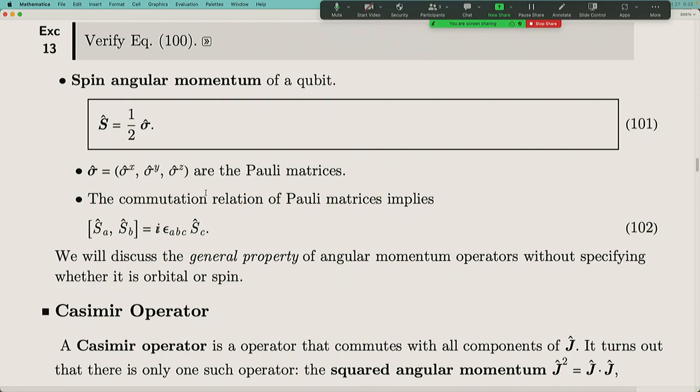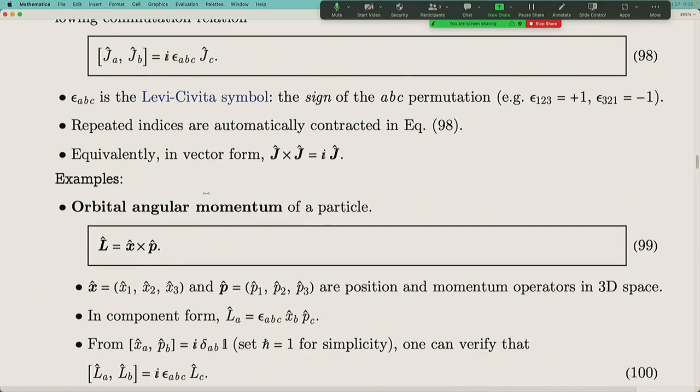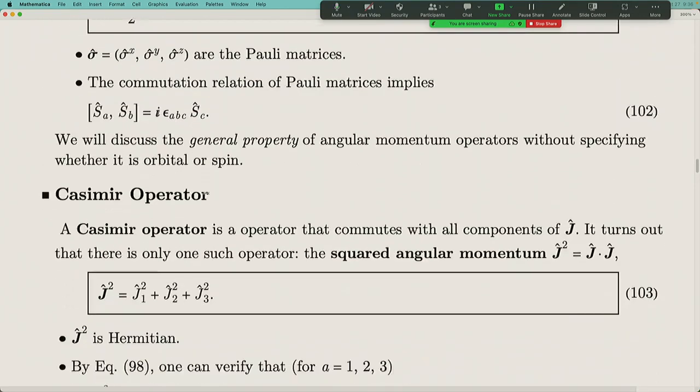Remember, for Pauli matrices, the commutation relation is [sigma_a, sigma_b] = 2i epsilon_abc sigma_c, right? So now I have this 1/2 prefactor that cancels that 2. That's why, again, it gives you a spin angular momentum commutation relation. So these are the two examples that people know about angular momentum. Given these examples, I want to say this is the most general definition of angular momentum. We will just stick to the most general definition, and whatever conclusion we reach in the end will apply to both cases, orbital and spin angular momentum.